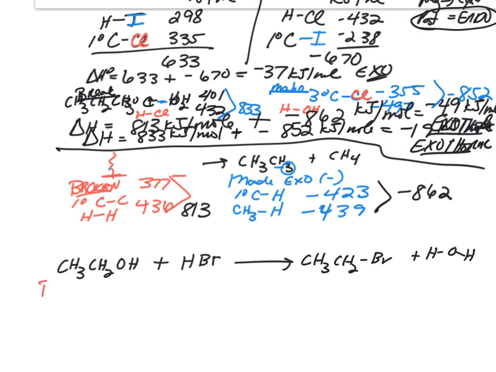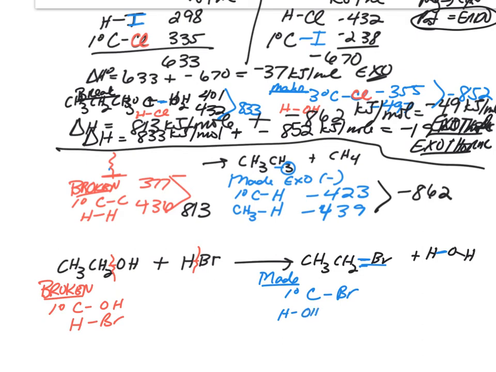Okay, so once again, bonds broken and bonds made. Bonds broken here. Obviously, this bond here is broken, which is a primary carbon OH. And the other one broken is this HBr. So HBr is broken. And then the ones made would be this one here, which is a primary carbon Br bond right there. And the other one made is this H-OH bond.